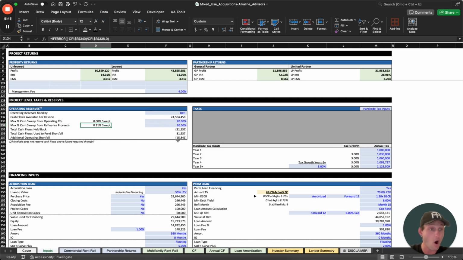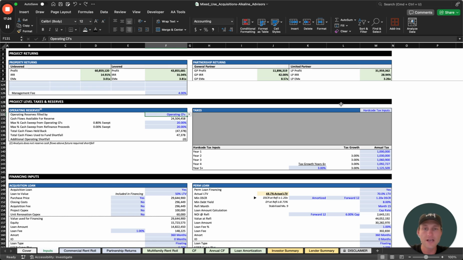But because there are some shortfalls before our refinance date, we actually need to come out of pocket some equity to cover the 15,000 of shortfall that happens before refi. Now, what we can also do is toggle operational cash flow, ops cash flow, and refi. That way, we're saying we're sweeping cash flow from operations and from refi. We can go through this in more depth later, or if you have questions, feel free to reach out. But next, we'll go to the taxes section.